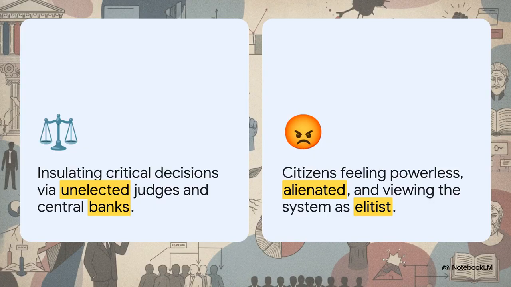But here's where the treatment actually feeds the disease. For decades, liberal elites have relied heavily on technocratic governance, moving critical economic and political decisions away from elected parliaments and putting them into the hands of central banks, regulatory bodies, and unelected judges. The goal, of course, was efficiency and stability. But when we contrast that technocratic policy with populist reality, we see that insulating decisions from the public absolutely validates the populist claim. It makes ordinary voters feel completely powerless and alienated, essentially proving the populist point that the system is run by distant, unresponsive elites.